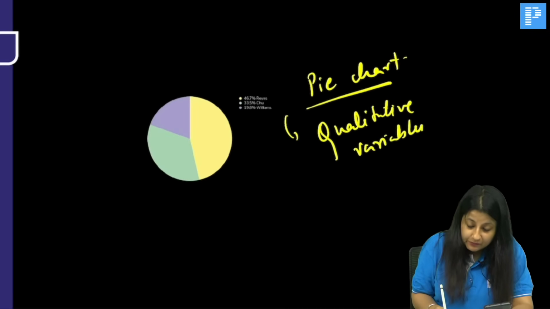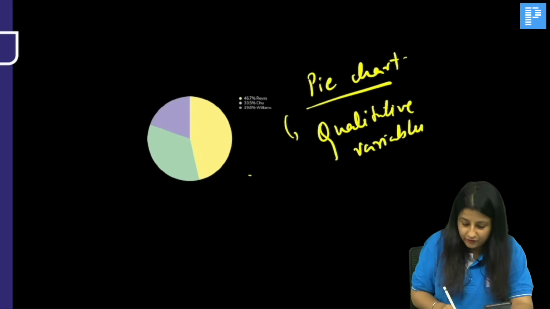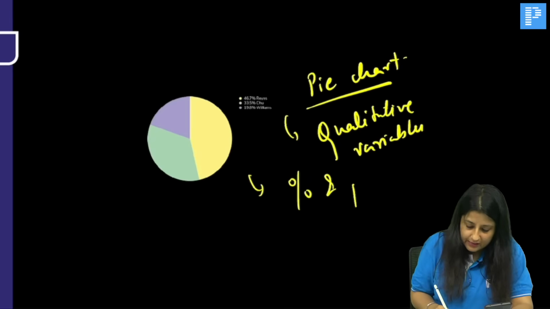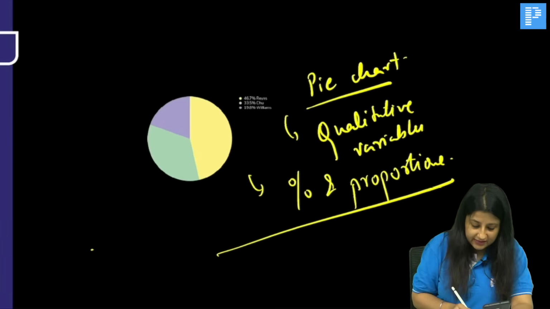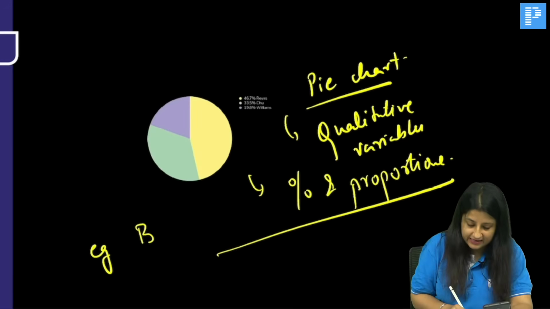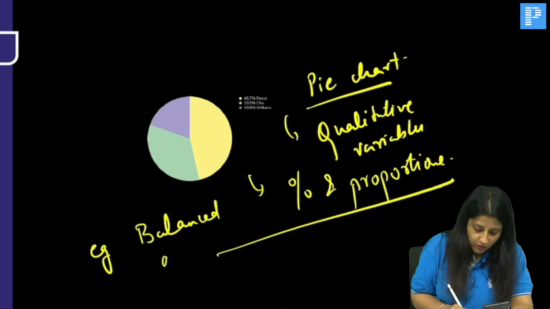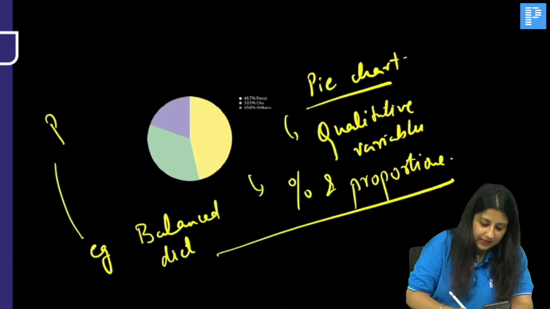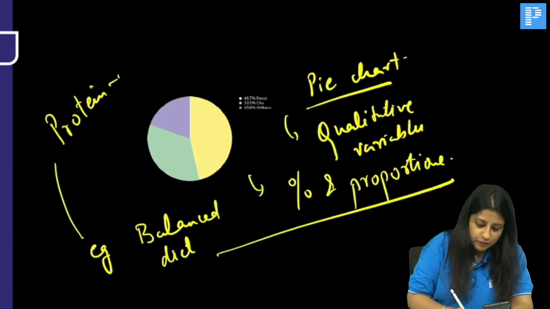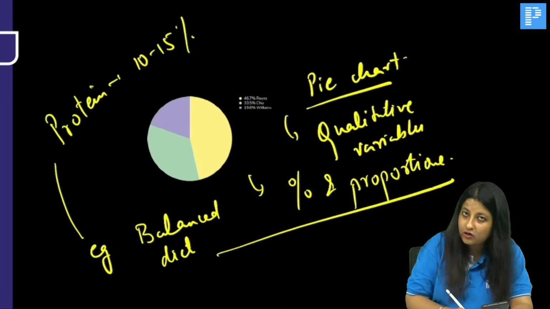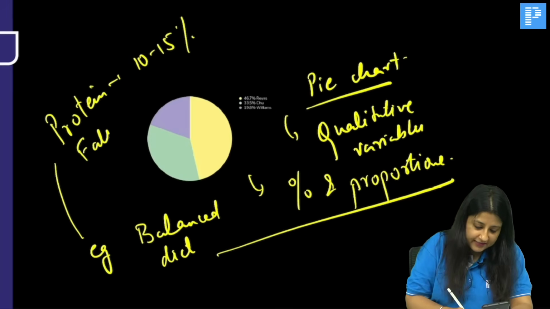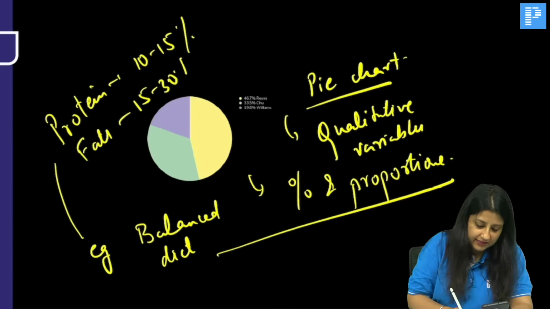Qualitative may be particularly important for things where I can talk about percentage and proportions. I could express in percentage and proportions. And one question that you could expect is balanced diet. Okay? Balanced diet. Now what is balanced diet? In a balanced diet, how much protein should we take? 10 to 15% of your diet should be proteins. Alright. Now if I talk about fats, fats should be 15 to 30%. If I talk about carbs, it should be 50 to 70.